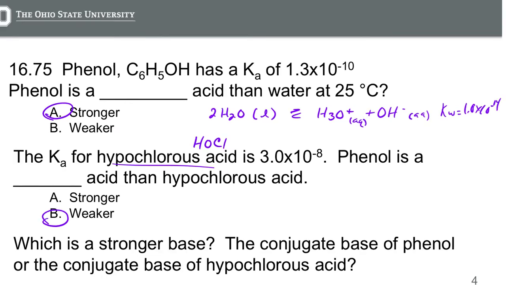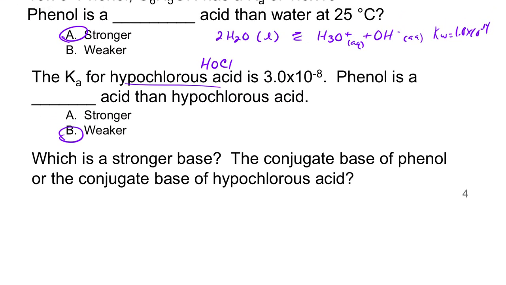Okay, so let's move on and think about now which of these will have a stronger conjugate base. Does phenol have a stronger conjugate base, or does hypochlorous acid have a stronger conjugate base? So what values do we need to compare to answer this question? Kb, yes. And so how are we going to find Kb's? Kw equals Ka times Kb. And we have the Ka values for phenol and hypochlorous acid.